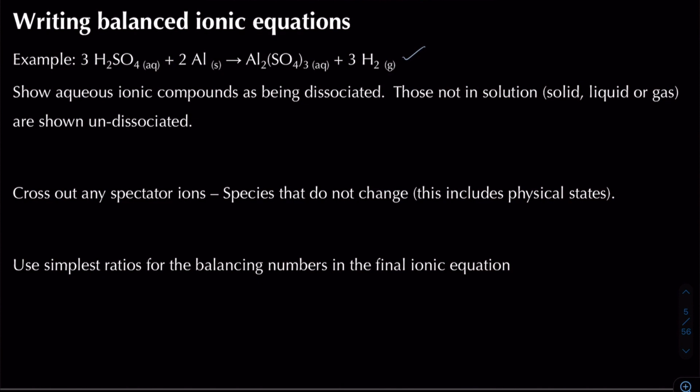Now, I would normally do this question in 3 different steps, where first of all, I would show the aqueous ionic compounds as being dissociated, so I'm going to separate them out, and anything not in solution, we show it as undissociated. So in that case, I've got sulfuric acid over here, that's going to be dissociated, and I end up with 2 times 3 lots of hydrogen ions, so I end up with 6H+. And then I show the state symbol for that as well, which is going to be aqueous. And then I've got 3 lots of sulfate ions, which is also again going to be aqueous. That's going to react with 2 lots of aluminium, which is going to be a solid.